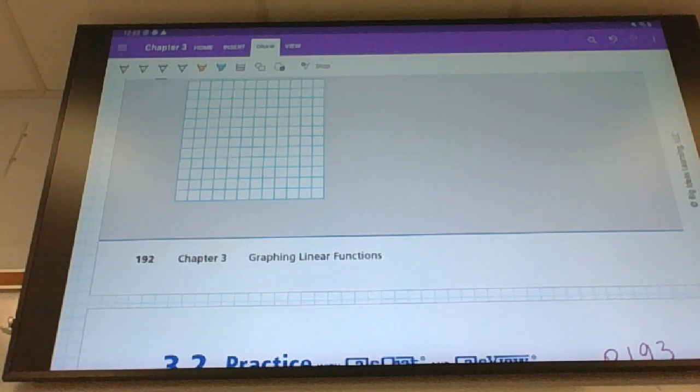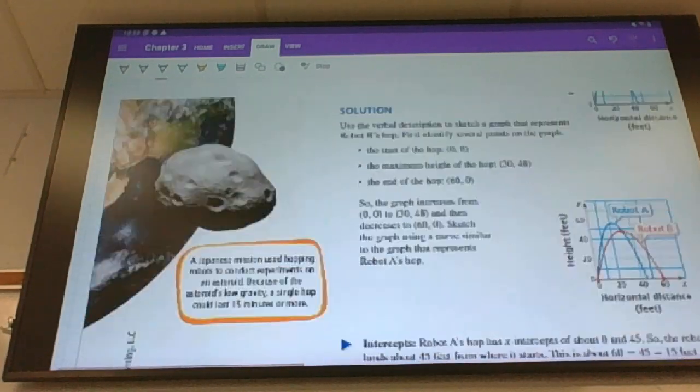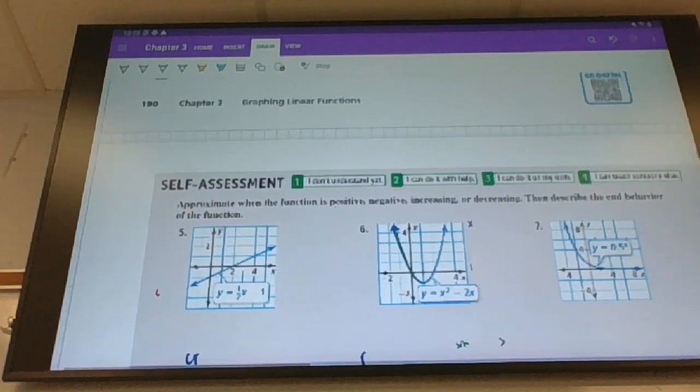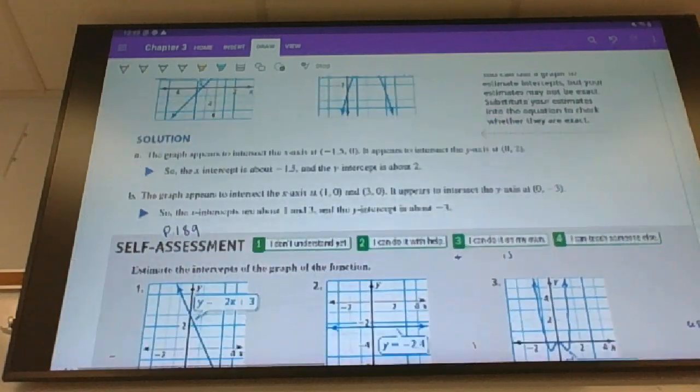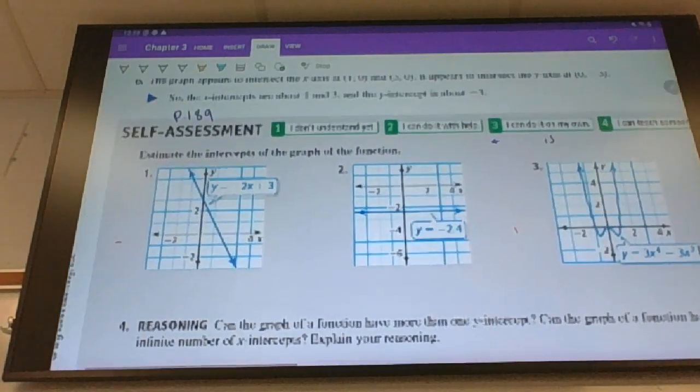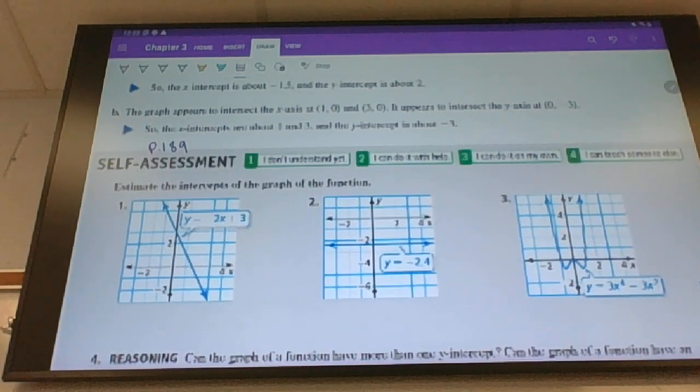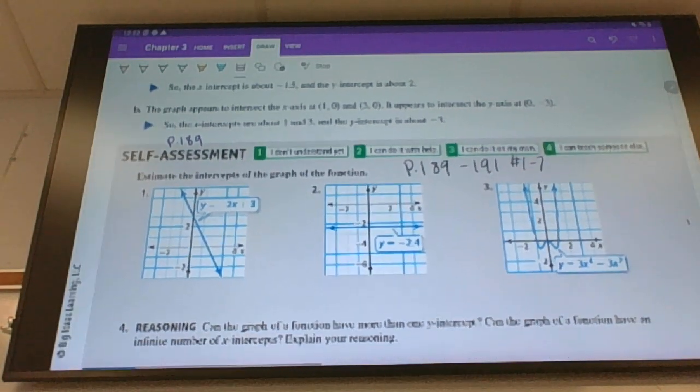Which ones are we doing? 1 through 7. We'll do 7. Pages 189 to 191, number 7. Sorry if you were confused, my bad. Pages 189 through 191, number 1 through number 7. That's what I meant.